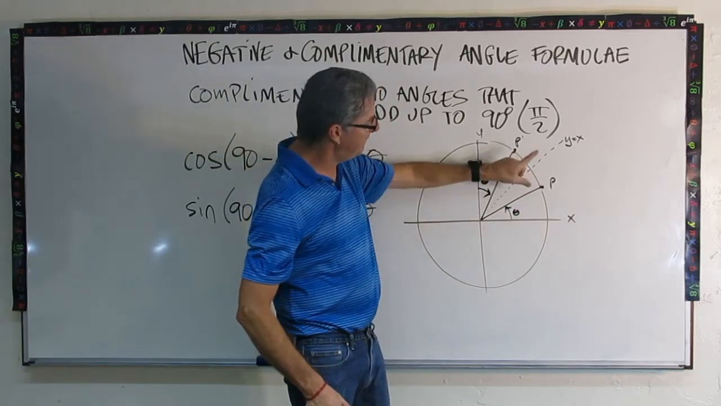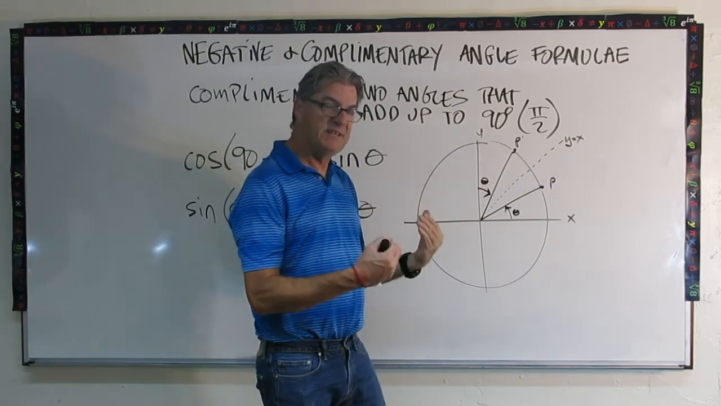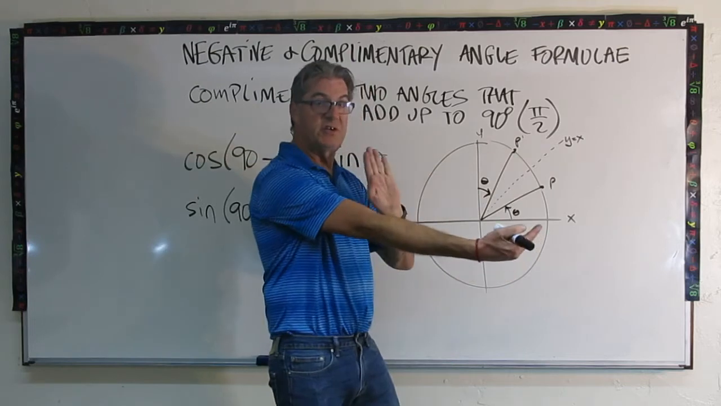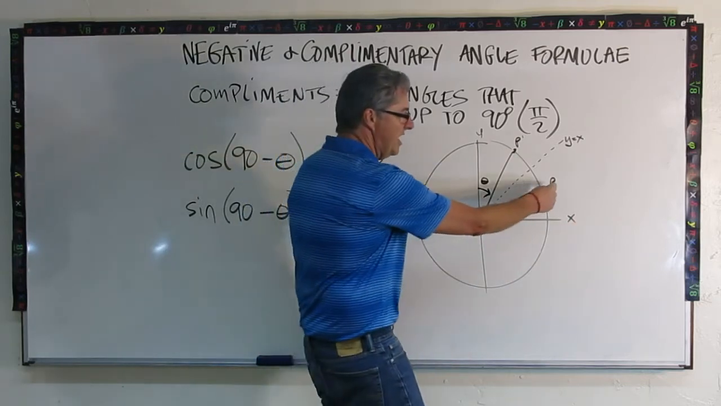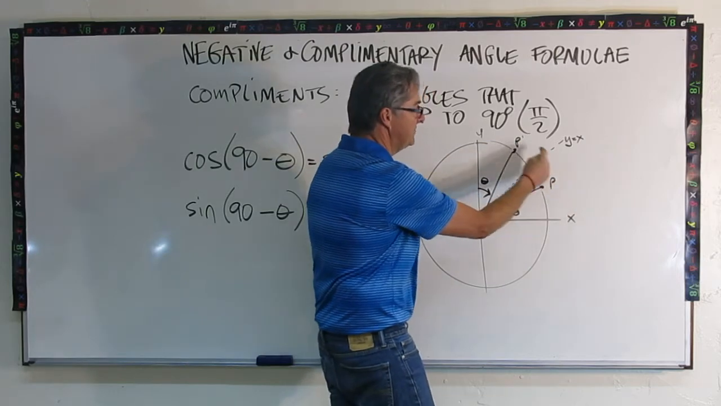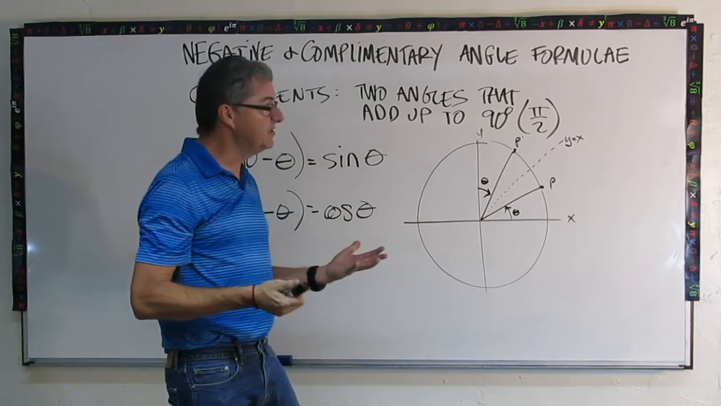So these 2 points will reflect across the y equals x line. And what that means is that the xy coordinates of each of these 2 points will just switch. So whatever x is here, it becomes y for that point, and whatever y is here, it becomes x for that point. Okay? So you might remember this from our translations unit.